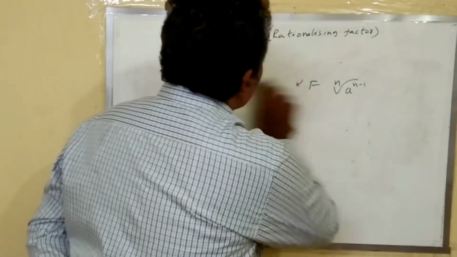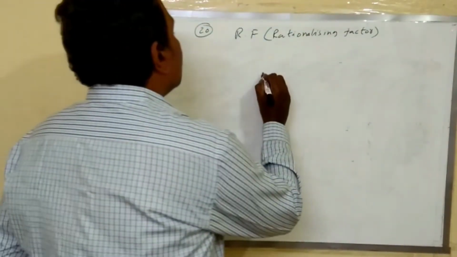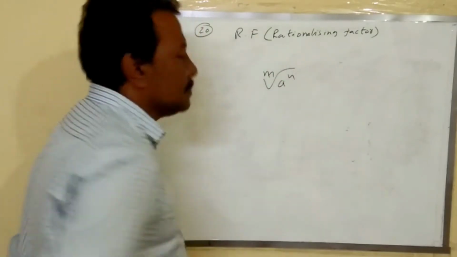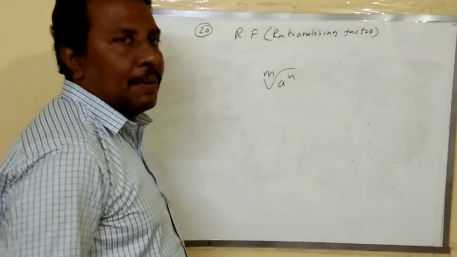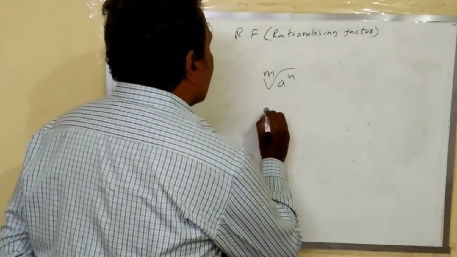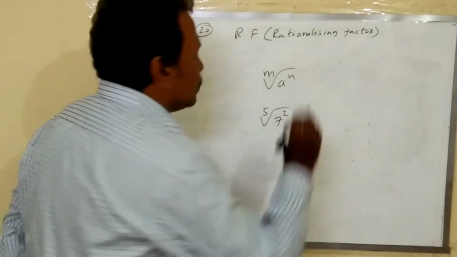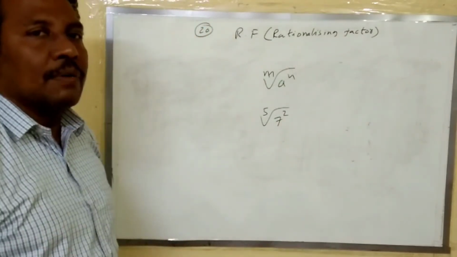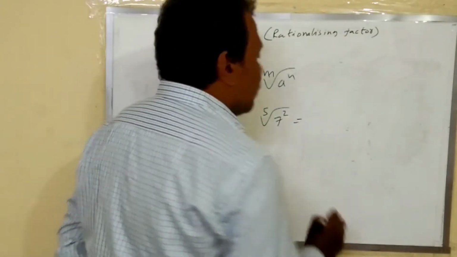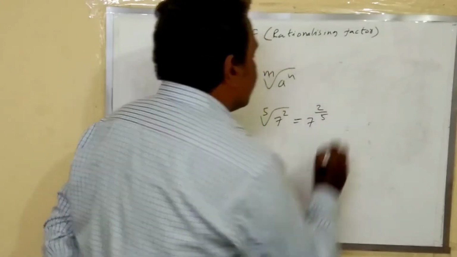Okay. What is the RF of the nth root of A power n? For that we need to take some examples. 5th root of 7 power 2. Okay. So this can be written in exponential form as 7 power 2 by 5.